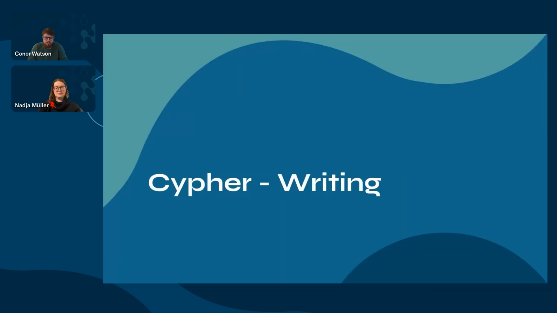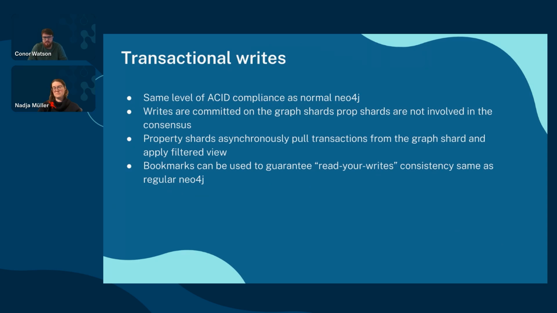And then writes, we also have transactional writes in this system. We have the same level of ACID compliance that you'd expect from a normal Neo4j. The writes are committed on the graph shard, and the property shards are not involved in this consensus in any way. They do have a part to play, but not in the consensus of a particular transaction. The property shards, once a commit has happened, which I'll go through in a minute, basically asynchronously pull these transactions from the graph shard and apply a filtered view of the full transaction log.